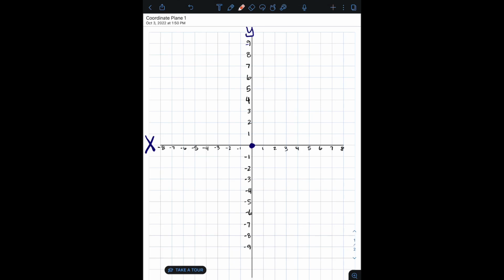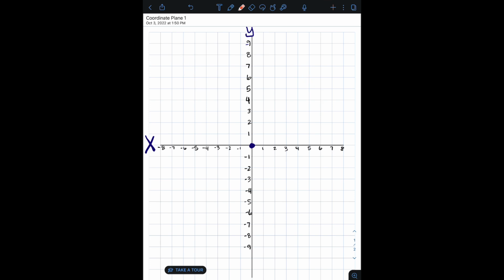Hello everybody, we are going to be looking at the basics of a coordinate plane today. So first thing that you want to know is that this is split up into 4 quadrants. So you have 1, 2, 3, 4 quadrants. And then you have 2 axes.